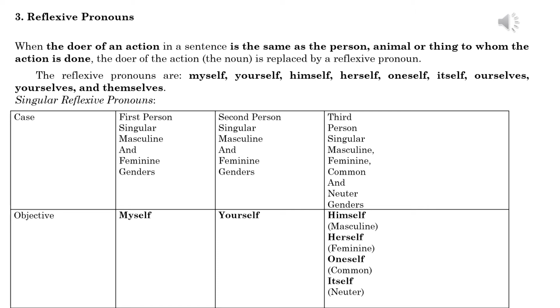Singular reflexive pronouns. Case, objective. First person singular masculine and feminine genders, myself. Second person singular masculine and feminine genders, yourself. Third person singular masculine, feminine, common and neuter genders, himself masculine, herself feminine, oneself common, itself neuter.